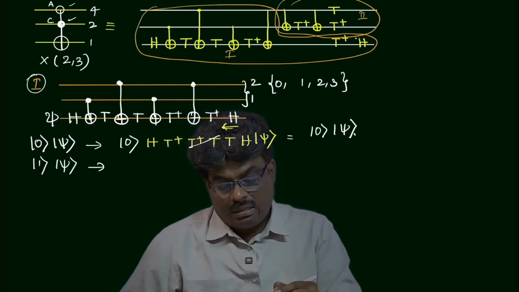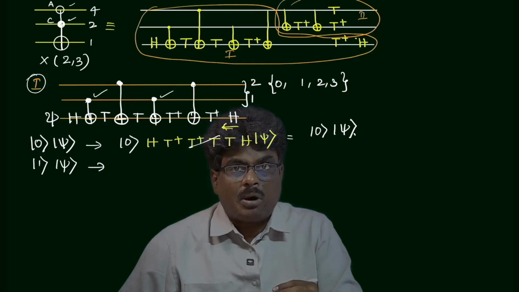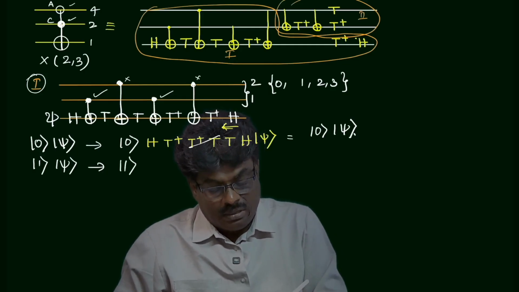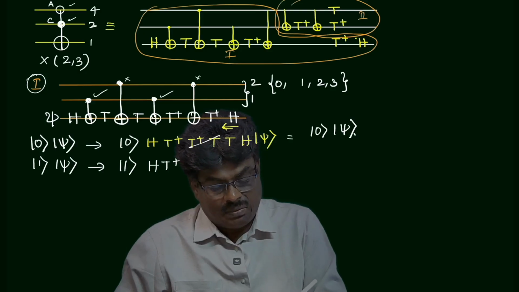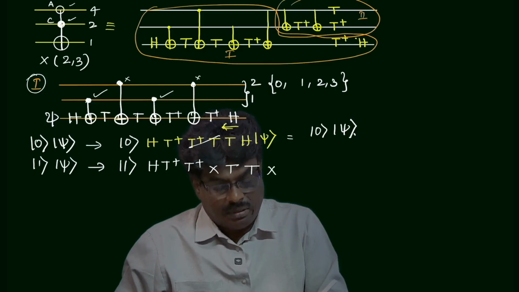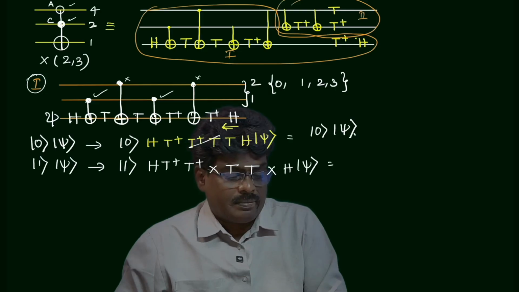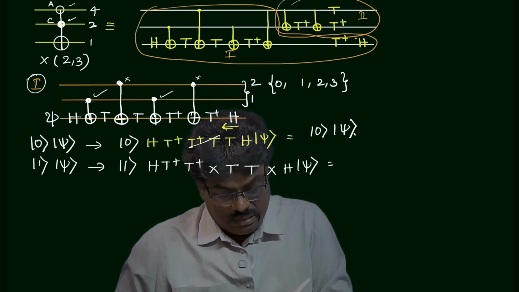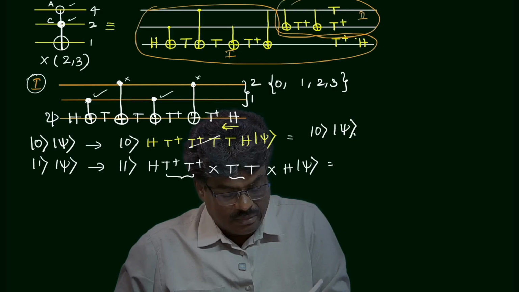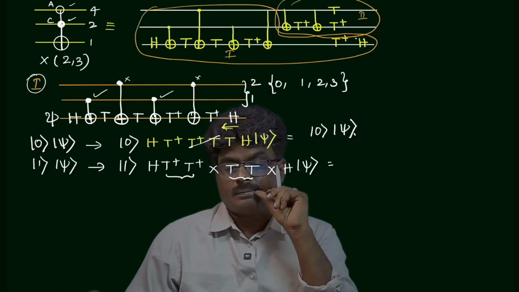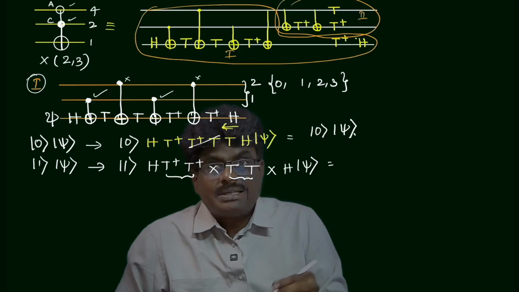And the next one, in this case this C naught and this C naught will operate and these two won't operate. So this is a 1 because 1 is on. So H, T dagger, next one off, next one T dagger, next one on, X, T off, again T, next one on, H psi. So carefully observe, here we have T dagger square and here we have T square. I told you already one technique. So this is a T dagger square.